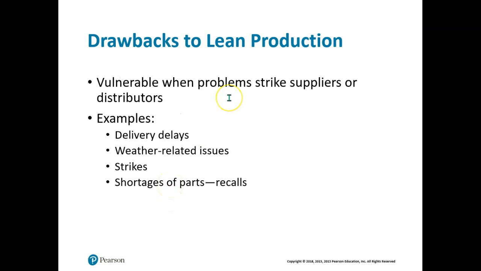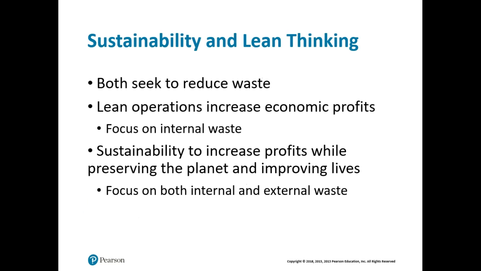Drawbacks: if you've got supplier strikes or problems with distributors, that can make a big difference, like a delivery delay or weather-related issues, like it's been a tough winter up north this year with a lot of terrible driving, so I'm sure they're experiencing production delays. Strikes, okay, shortages of parts or recalls. Like I understand that production of trucks now is way down because we don't have the chips, would you believe, to put in trucks? They're just not being produced fast enough.